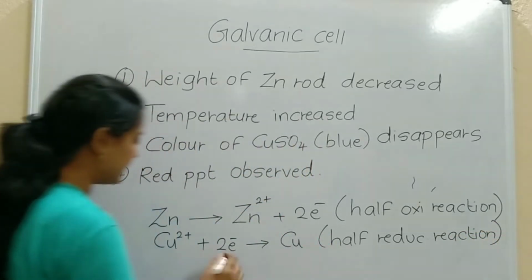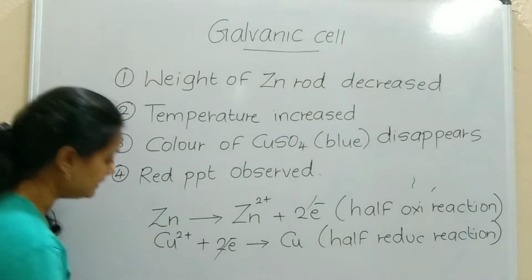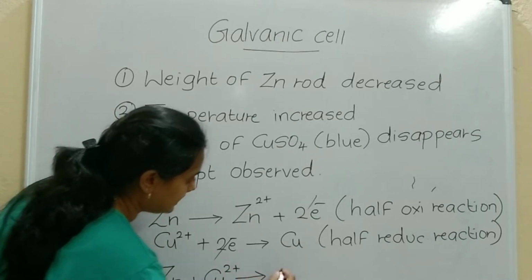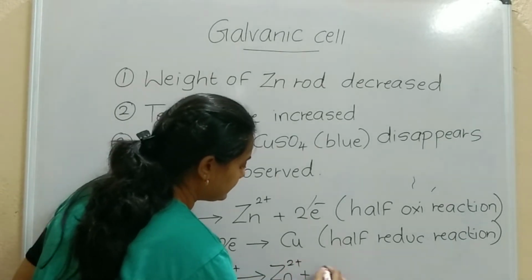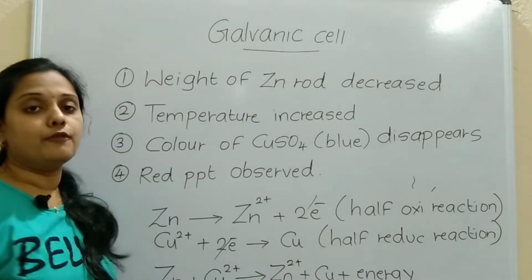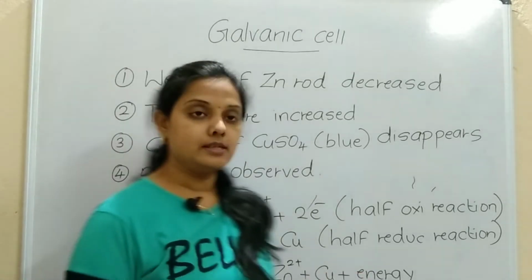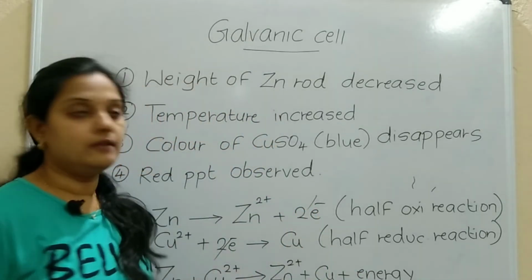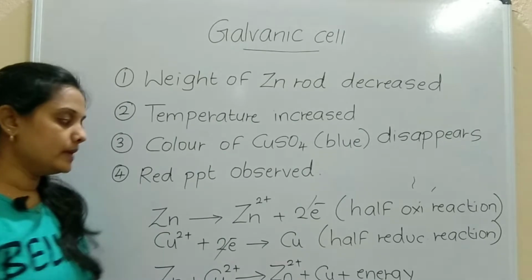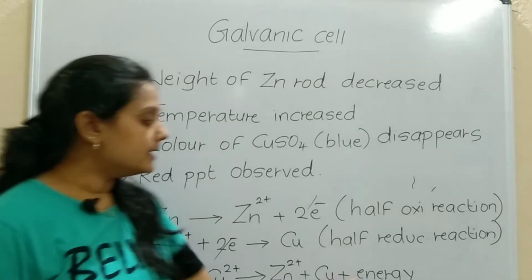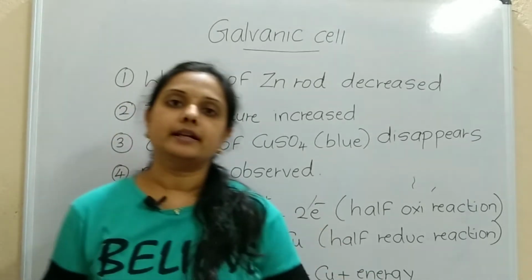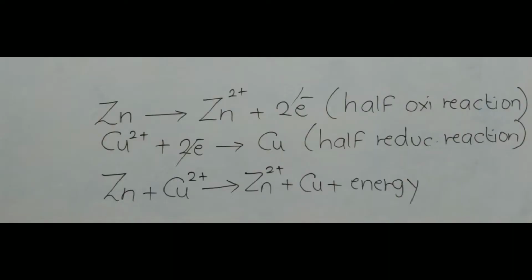Correct. Now the overall reaction, the 2 electrons will get cancelled. The overall reaction was Zn plus Cu2+ gives Zn2+ plus Cu and some energy. This energy was in the form of heat energy, which can be converted to electrical energy, which can be useful.